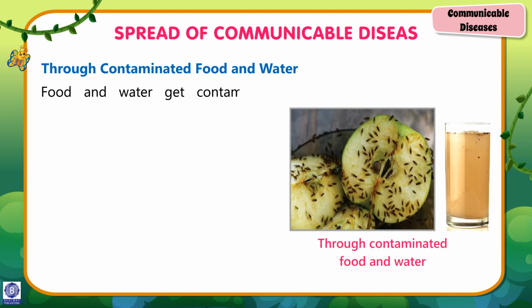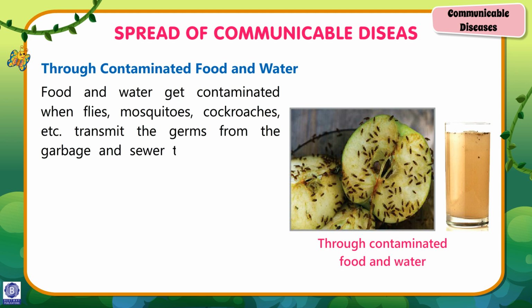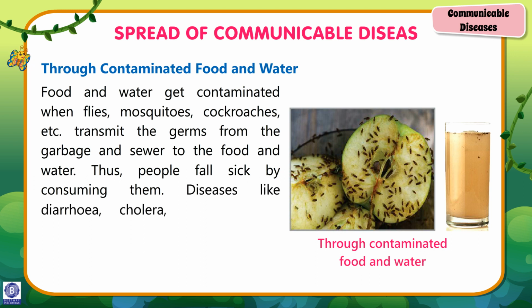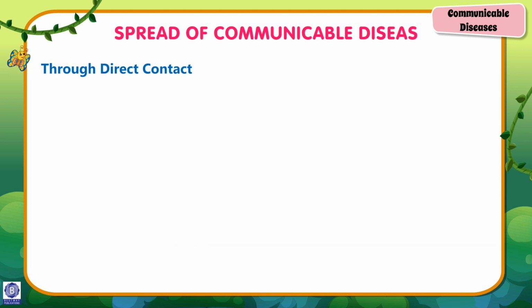Through contaminated food and water. Food and water get contaminated when flies, mosquitoes, cockroaches, etc. transmit the germs from the garbage and sewer to the food and water. Thus, people fall sick by consuming them. Diseases like diarrhea, cholera, typhoid, food poisoning, jaundice, etc. spread through consuming contaminated food and water.